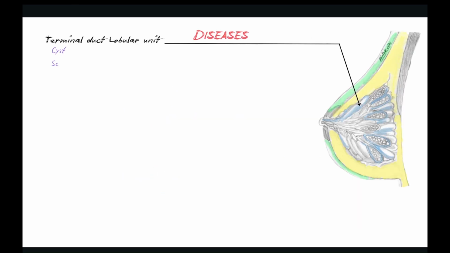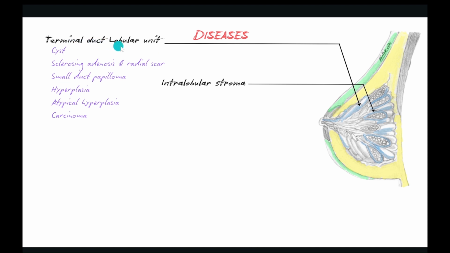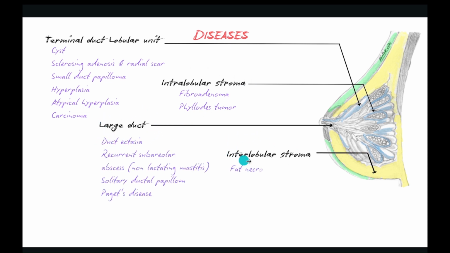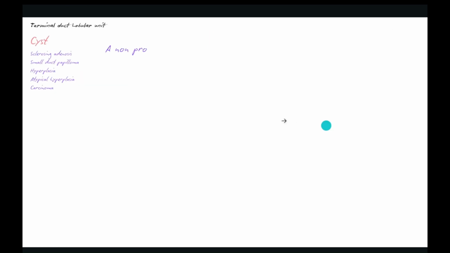In this particular lecture, we use a different type of classification, which is easier for us, and it goes through the anatomical makeup of the breast glandular tissues. So we have diseases which affect the terminal ductal unit, diseases which affect the intralobular stroma, diseases which will affect the lymph ducts, and diseases which will affect the interlobular stroma. We'll start with the terminal ductal unit, and we'll start with cyst.